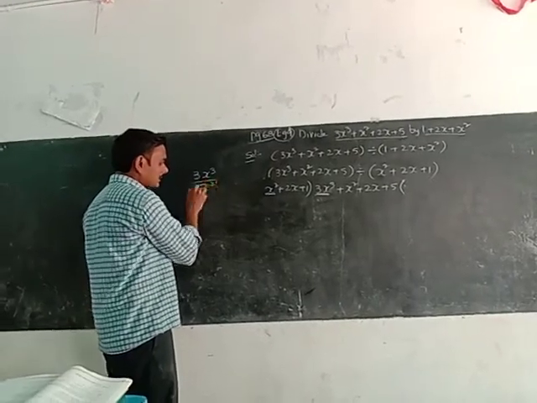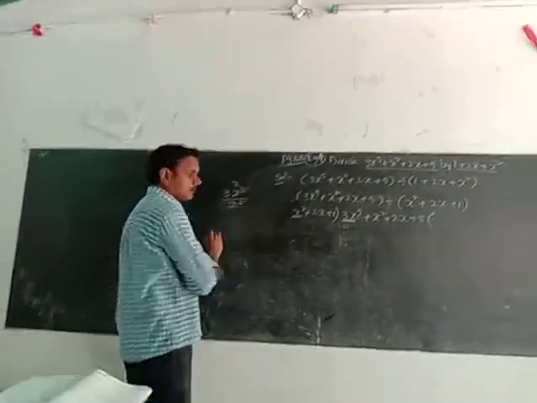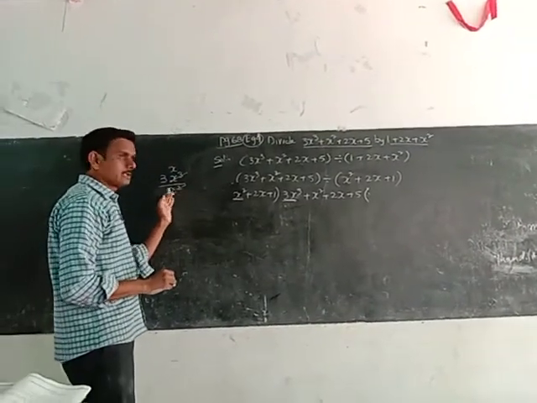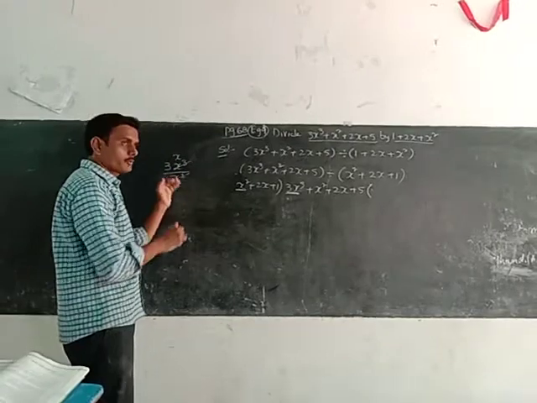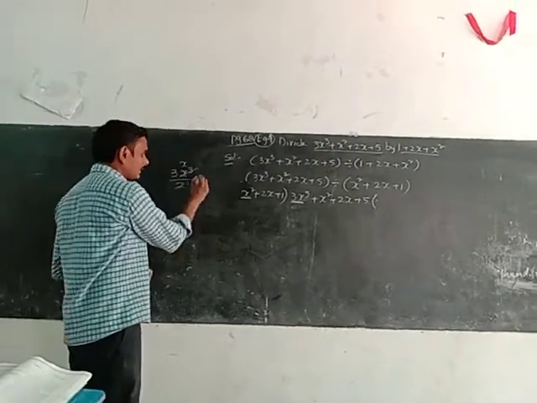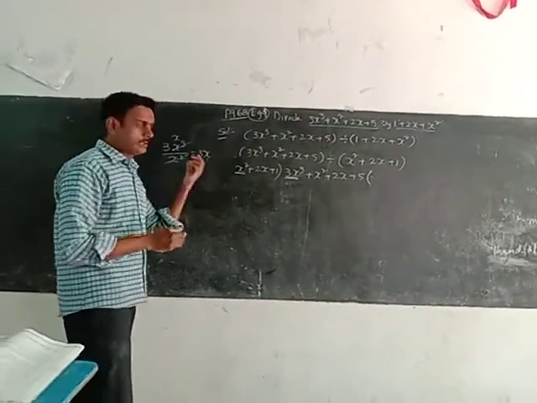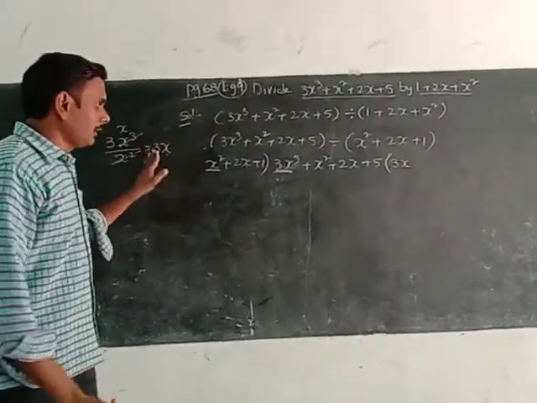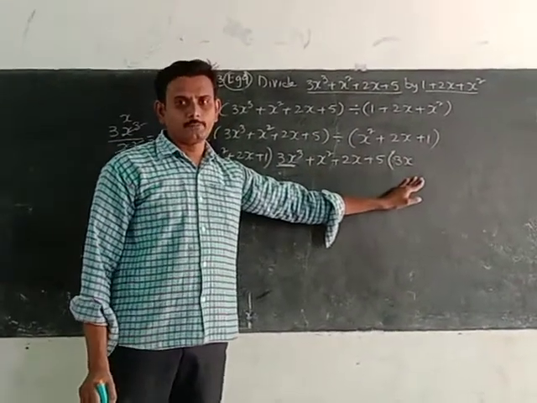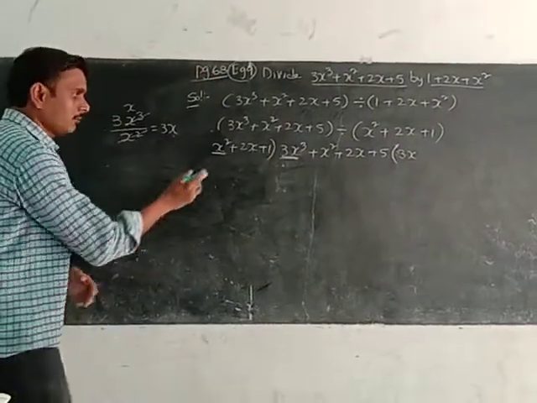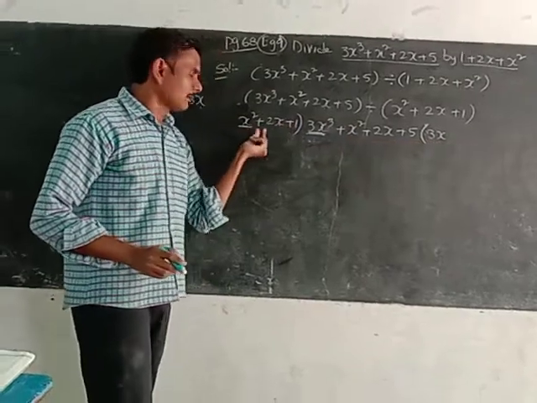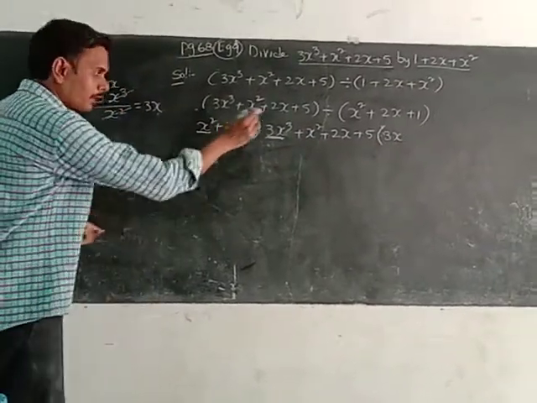Here, one x cancels from x square, and we get 3x, because here we have x into x into x. So 3x is the quotient. After completing division, everyone should write the quotient first. Only then go for the multiplication. Now multiply 3x with each term of the divisor.